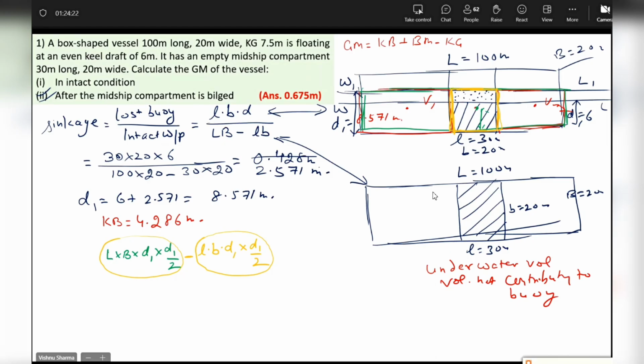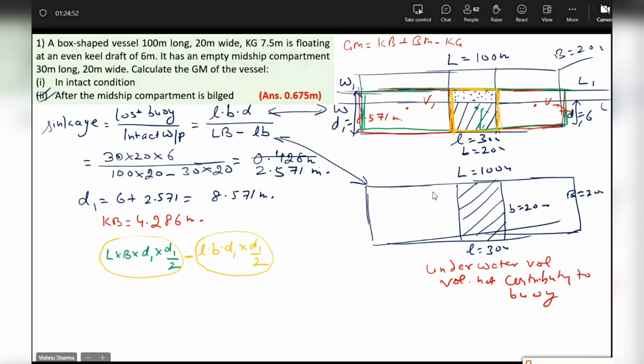From the total vertical moment of the total underwater volume, which now comprises two parts, one which is contributing to buoyancy, the second which is not contributing to buoyancy, I have removed the moment of the volume that was not contributing to buoyancy. So what are you left with? You are left with the vertical moment of the volume of buoyancy, yes or no?